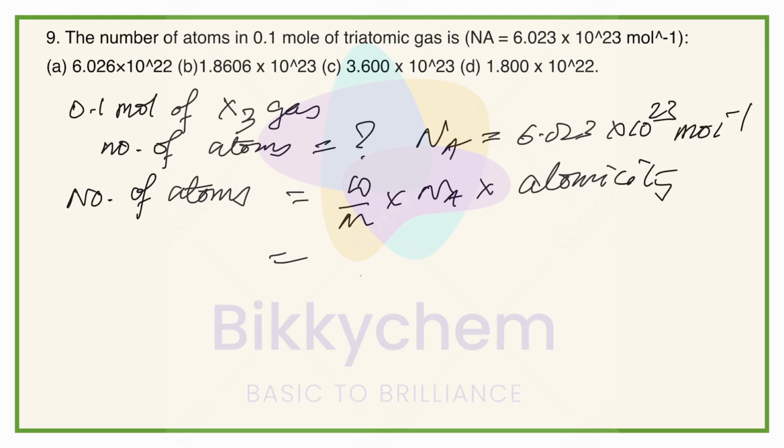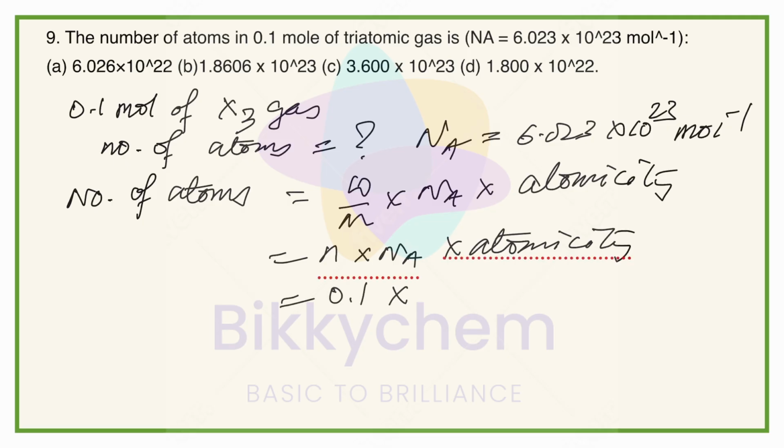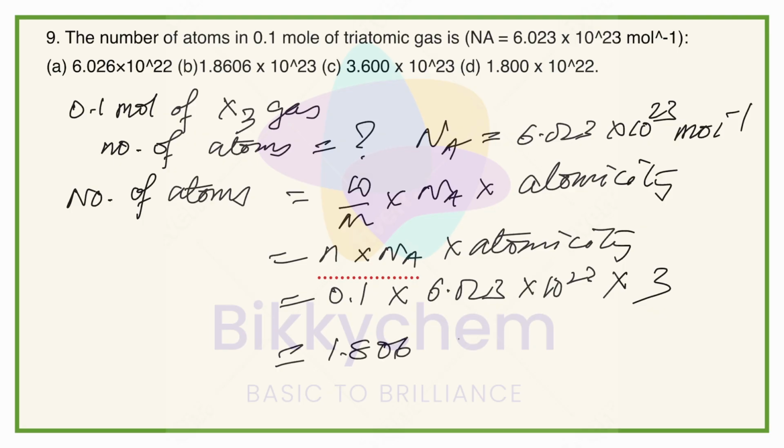So this question we have already done also. So W by M means the number of moles, that is n into Na into atomicity. So n is 0.1 into 6.023 into 10 to the power 23, triatomic, so into 3. So if we multiply all this, we'll get 1.8069 into 10 to the power 23. So option B.